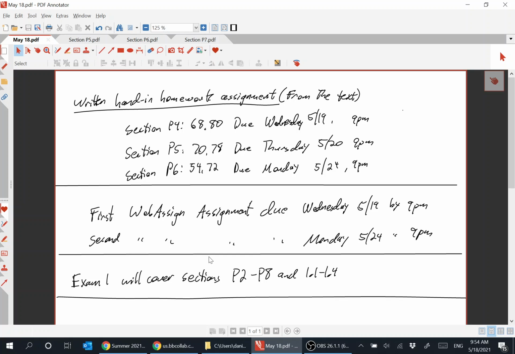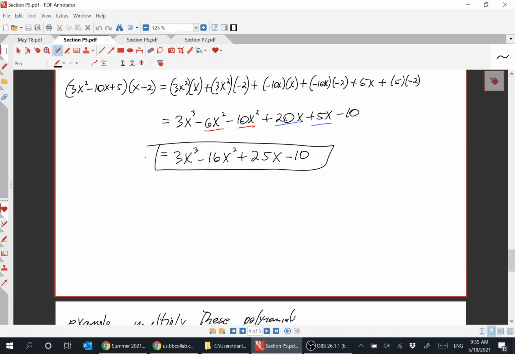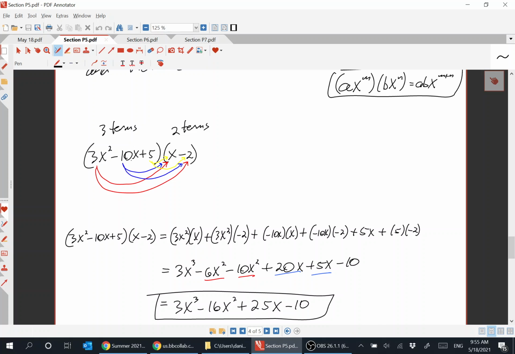All right, so I want to work on problems from section P5. There was one more thing in P5 that we didn't quite cover yesterday that I want to do. It was just in the last couple minutes. We weren't able to get to that, but let me mention it to you. It's a common mistake, so I want to clear it up right away. We were talking about multiplying rational expressions or polynomial expressions, more often polynomial expressions.